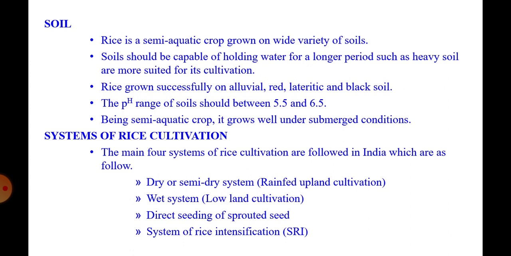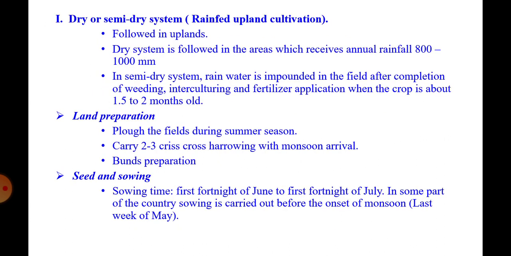Now there are different systems of rice cultivation, and there are four main systems which are followed in India, which are as follows. First one, dry or semi-dry system, rain-fed upland cultivation. Wet system, lowland cultivation. Direct seeding of sprouted seed, and system of rice intensification, that is SRI method. Now dry or semi-dry, we will see one by one in detail.